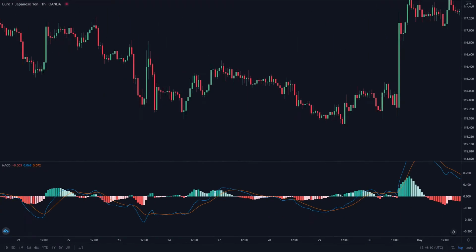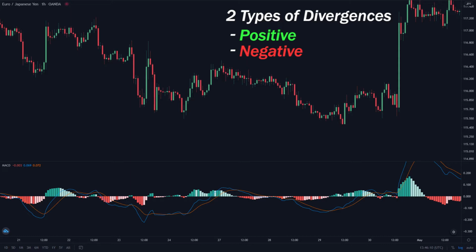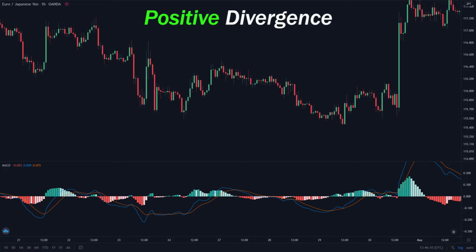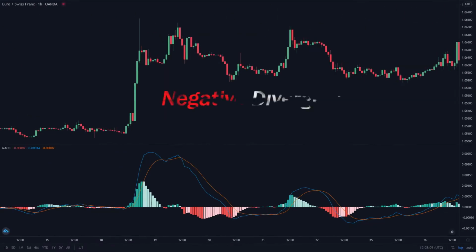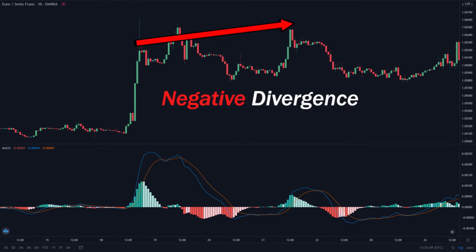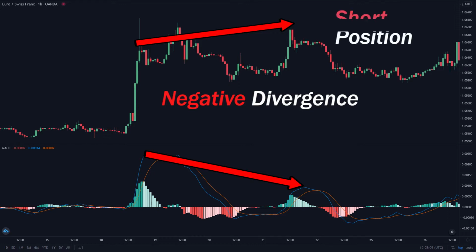So, there are two types of divergences: a positive divergence and a negative divergence. A positive divergence is when the price is moving lower and forming lower lows, but instead, the indicator is forming higher highs and showing bullish signals. So if you detect a positive divergence, it means you are looking to take long positions. Similarly, a negative divergence is when the price is moving higher and forming higher highs, but the indicator is instead forming lower lows and showing bearish signals. So, if you detect a negative divergence, it means you are looking to take short positions.